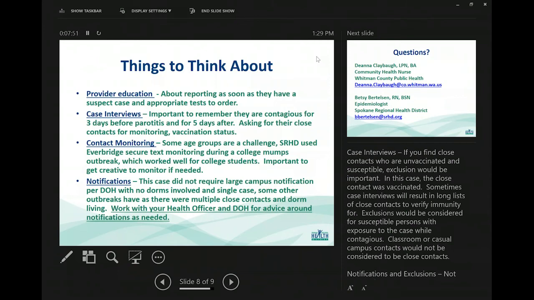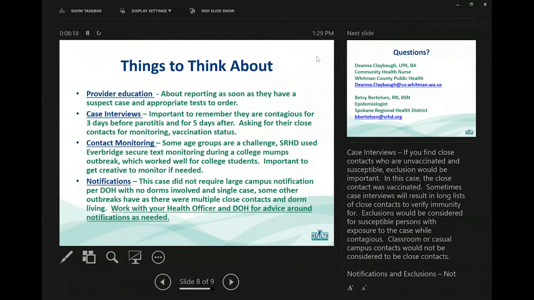Sometimes case interviews will result in long lists of close contacts to verify immunity for. And again, exclusions would be considered only for susceptible persons with exposure to the case while contagious. And then just to note that classroom or casual campus contacts would not be considered to be a close contact that would be at high risk. We were talking about just identifying what we would call close contacts to that person.